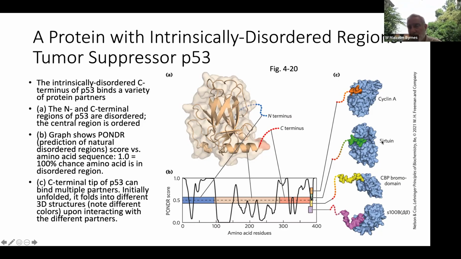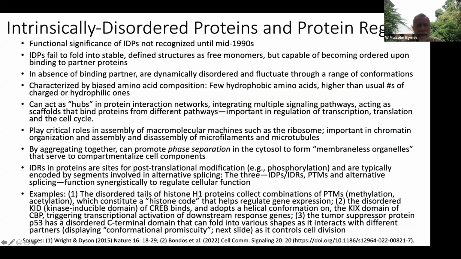But when that C-terminal tip interacts with sirtuin, which is a deacetylase protein, it forms a different shape. When it interacts with a CBP bromodomain, it forms yet a third. And finally, when it interacts with this S100B beta-beta protein, it forms yet a different structure. So you can see that the intrinsically disordered C-terminus of P53 can interact with different partners and help coordinate different signaling pathways. That's what they can do: help to bind different partners and coordinate and regulate different signaling pathways. So they can act as hubs in protein interaction networks, integrating multiple signaling pathways.